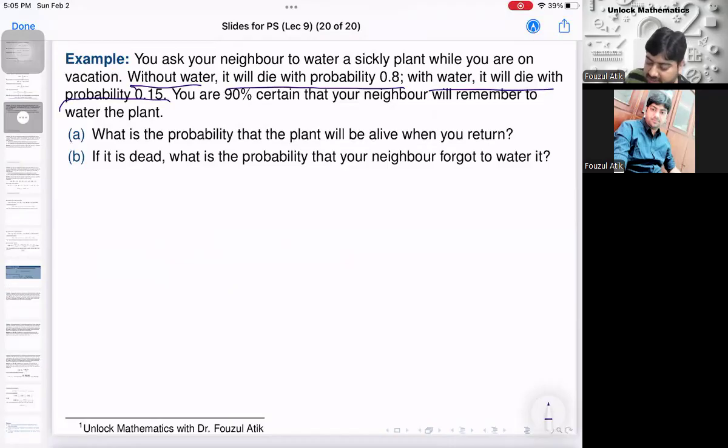You have to find the probability that the plant will be alive when you return. And next, if it is dead, what is the probability that your neighbor forgot to water it? So we'll first think about the first one.